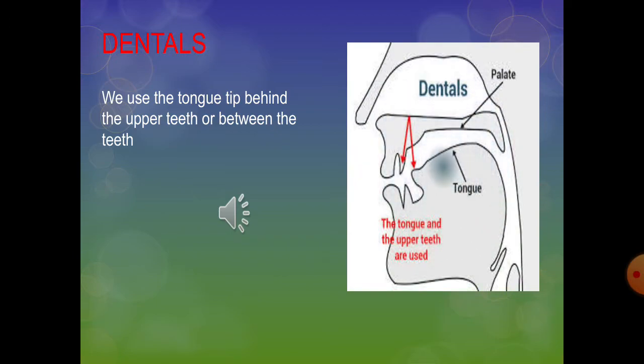In order to produce dental consonants, we use the tongue tip behind the upper teeth or between the teeth. For instance, th as in thin or th as in then.